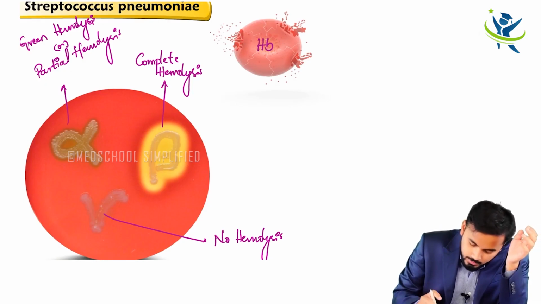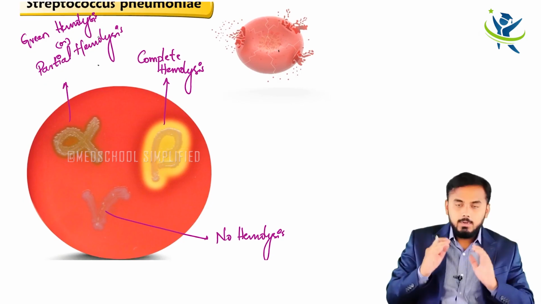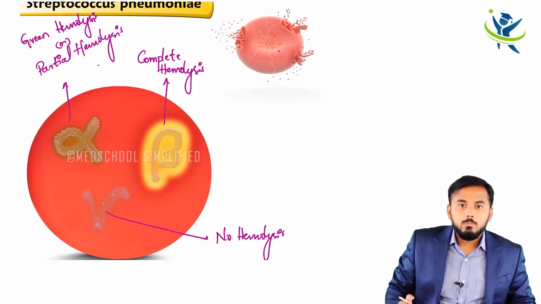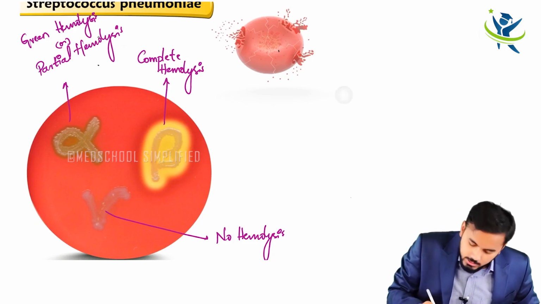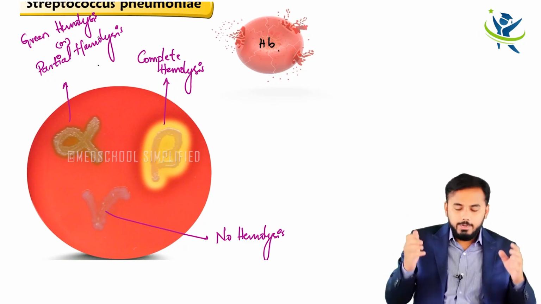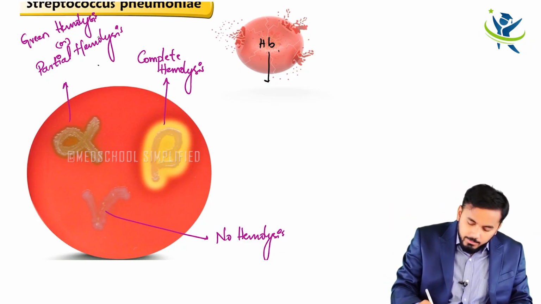Okay, let me use another color. Right, look at this RBC. This RBC is broken, right? Because in this RBC, there is hemoglobin in it, right? So when the RBC is broken down, obviously the hemoglobin will be released outside.